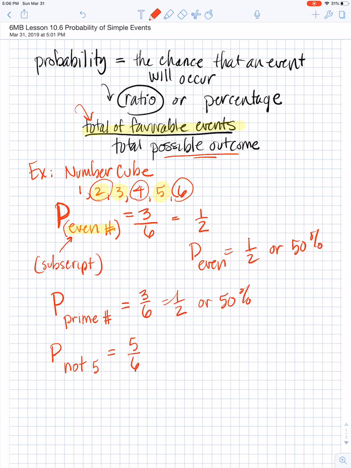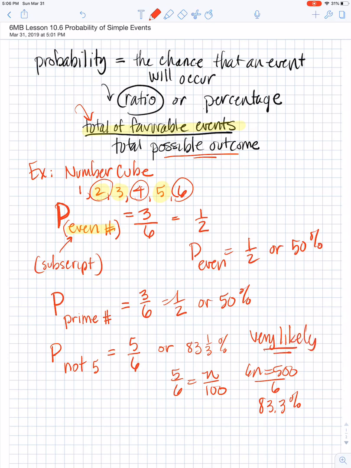So then I have to convert that into a percentage, right? So 5 out of 6 equals something out of 100. I could use the percent proportion on that one. 6n equals 500. If I divide both sides by 6, I get 83.3%. So this is 5/6 or 83 1/3%. This is very likely. If I'm rolling a number cube, it's very likely that I'm not going to roll a 5.